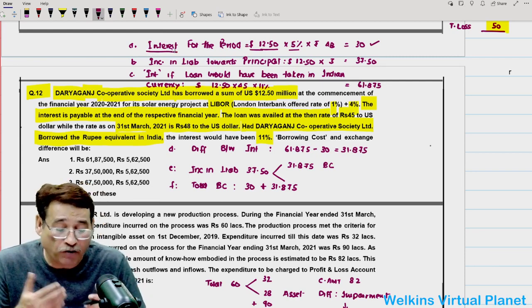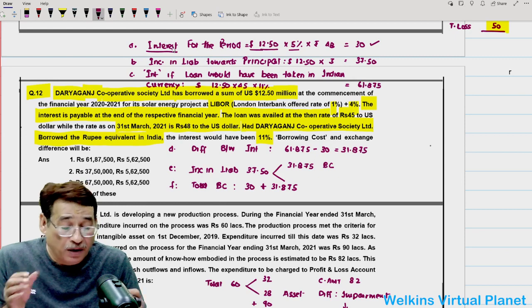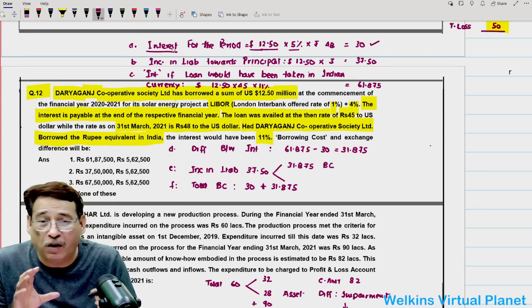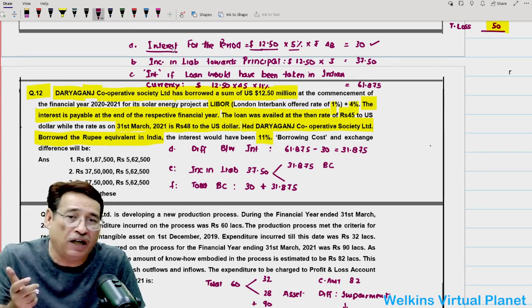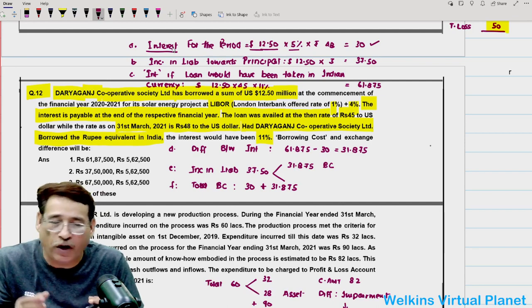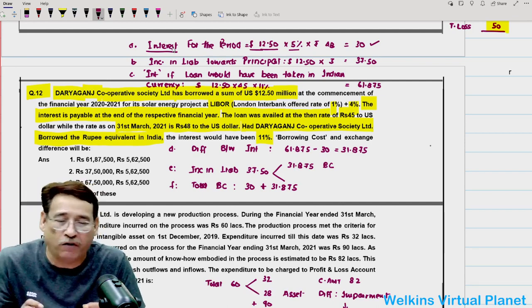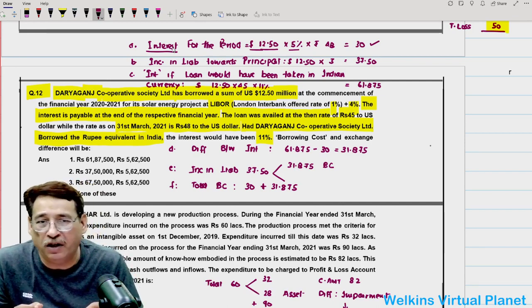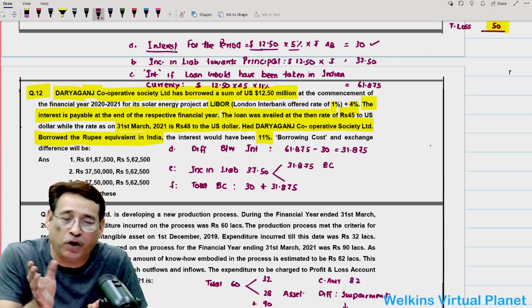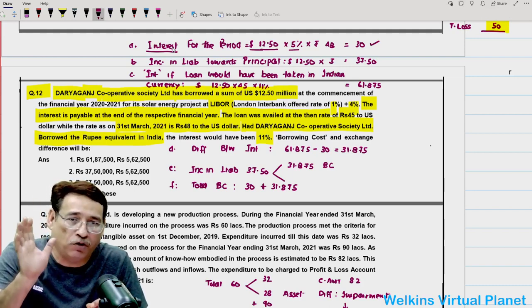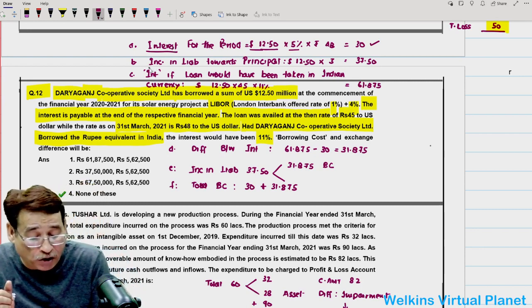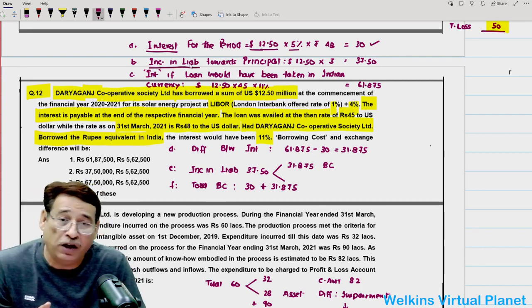Now, second thing, what we have to compute? The second thing is that we compute basically the increment in the liability, because we have taken a loan. Quite obviously, when we took the loan, the rate was 45. But by the end of the year, the rate has gone up by 3, because earlier it was 45 when we took the loan, and now $1 is equal to 48. So the next thing which you are supposed to compute is the increase in liability.